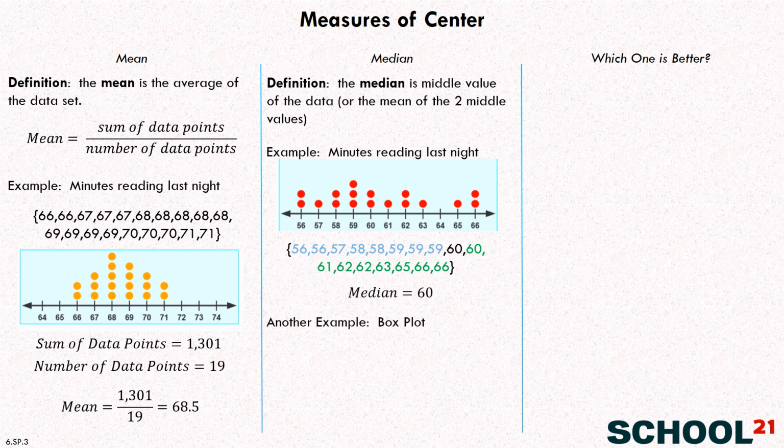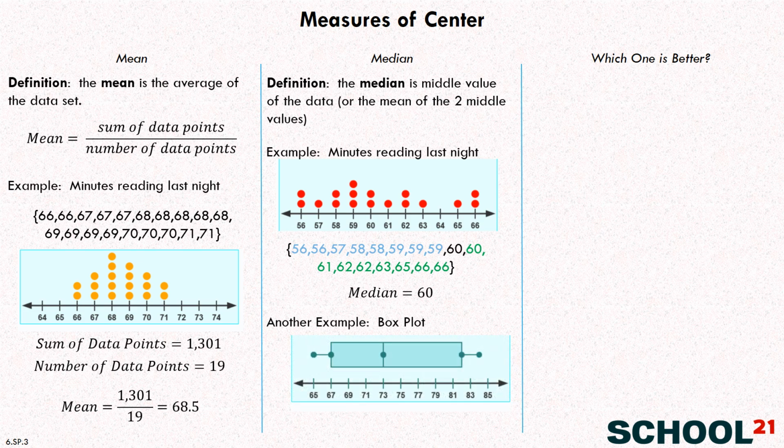Now, let's look at another example with a box plot. A box plot is really cool because it doesn't tell you the individual data points, but it tells you some really important information. One of the most important things it tells you is right here. When you have a box plot, the lowest dot here is the lowest value of the data, and the highest dot here is the highest or maximum value of the data.